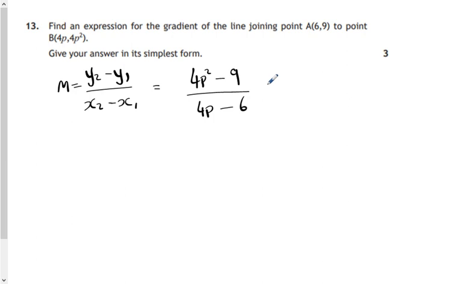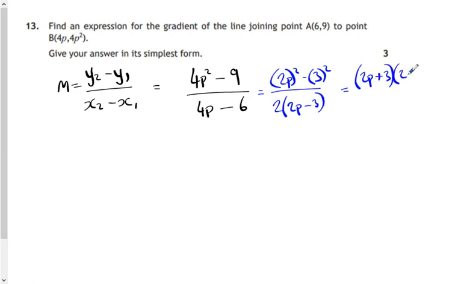Okay, so we want this in its simplest form. Well, on the top I think we've got a difference of two squares, and on the bottom we've got a common factor of 2. So the difference of two squares is 2p all squared minus 3 squared, and on the bottom we're going to have 2 brackets 2p minus 3. So on the top we get 2p plus 3, 2p minus 3, and on the bottom we get 2 brackets 2p minus 3.